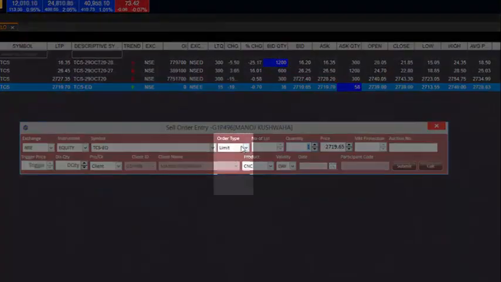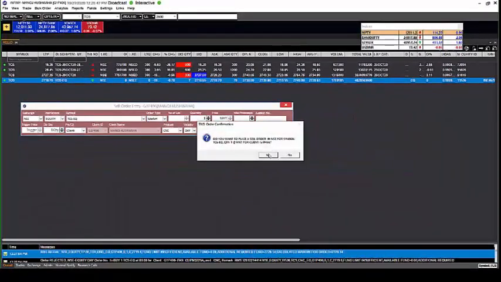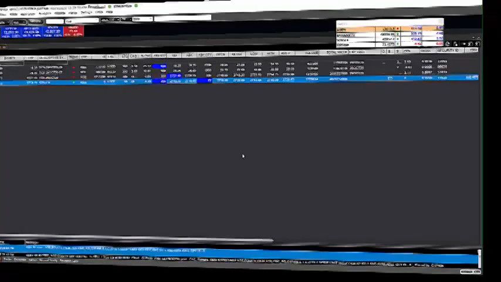Change order type to market. The price once again becomes MKT. I leave the market protection as blank and I submit and confirm my order. The order gets rejected obviously because of no limit. But if you had TCS holdings in your Demat account and you had sold it at the market price, the order would have gone through at the best available price at that particular point of time.